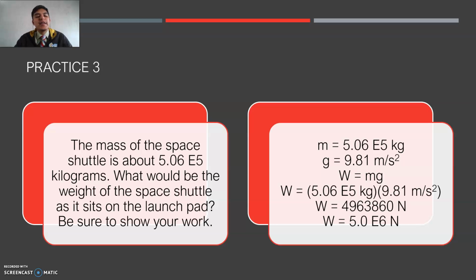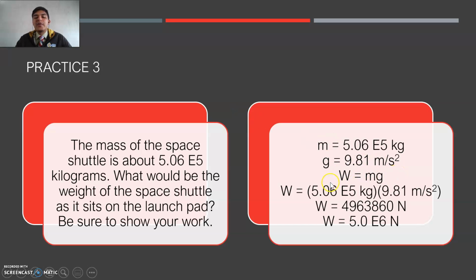The mass of the space shuttle is about 5.0685 kilograms. What will be the weight of the space shuttle as it sits on the launch pad? Be sure to show your work. Alright, now this one is a problem that is a little bit more complex, but let's start with our givens. So we have the mass of our shuttle, which is 5.0685 kilograms. What is the value of gravity on Earth? It is a constant, which is 9.81 meters per second squared.